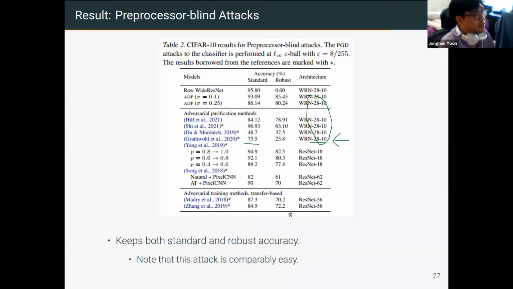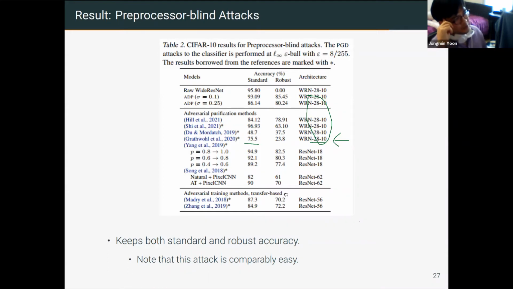For the preprocessor-blind attacks, the performance gain is very strong. This is obvious because when the preprocessor-blind attack is given, the purifier network is not prevented from purifying all the information. This is a very weak attack, and all the previous adversarial purification methods do it very well. When we compare this to the transfer-based adversarial training methods from Madry or Zhang, the robust accuracy is more than 70%, and for ours it is more than 80%. However, this is not a fair comparison because the ways are different, and we should know that this attack is comparably easy.